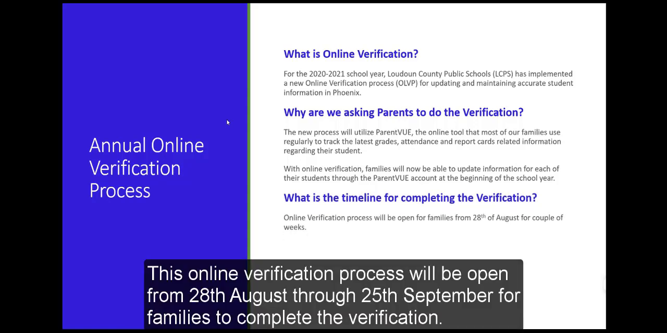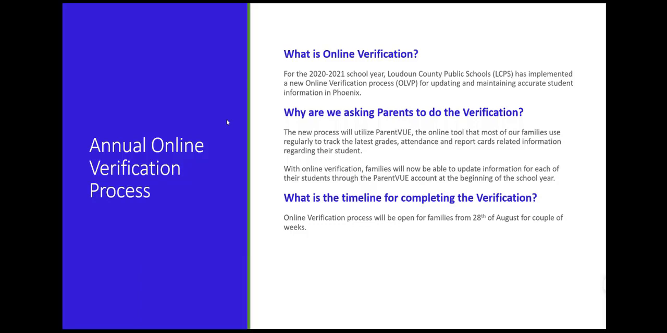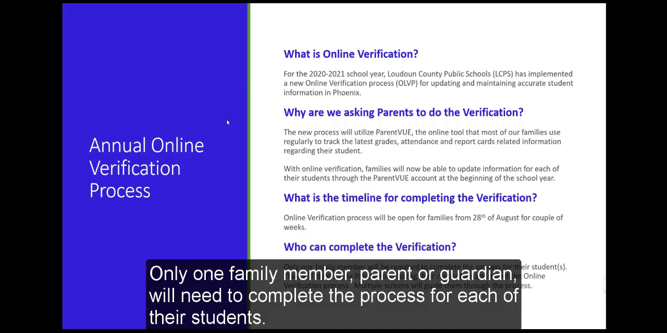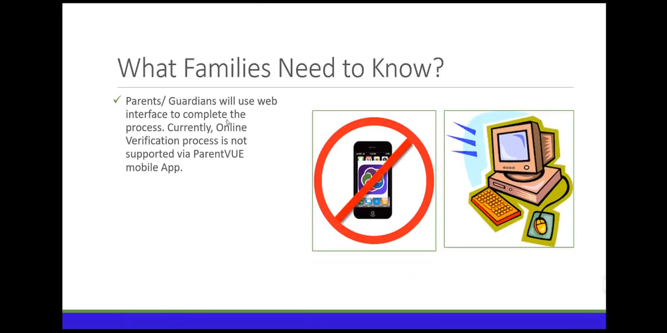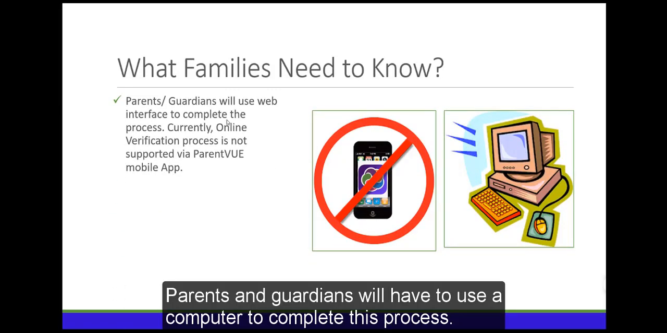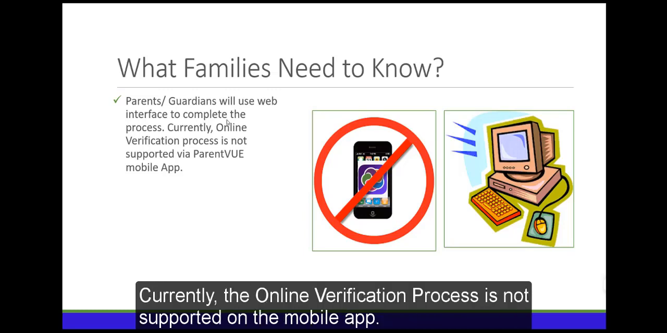The online verification process will be open from 28th of August for a couple of weeks for families to complete. Only one family member, parent or guardian, will need to complete the process for each of their students. The screens will allow them to complete the verification process for all the students once they log in. Parents and guardians will need to use a computer to complete this process. Currently, the online verification process is not supported on the mobile app.